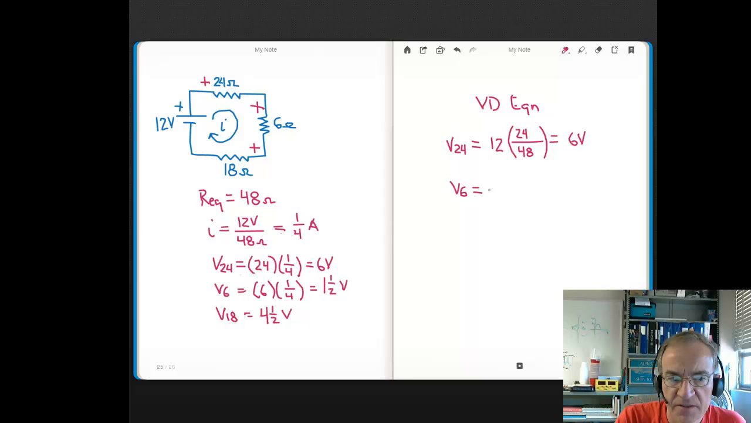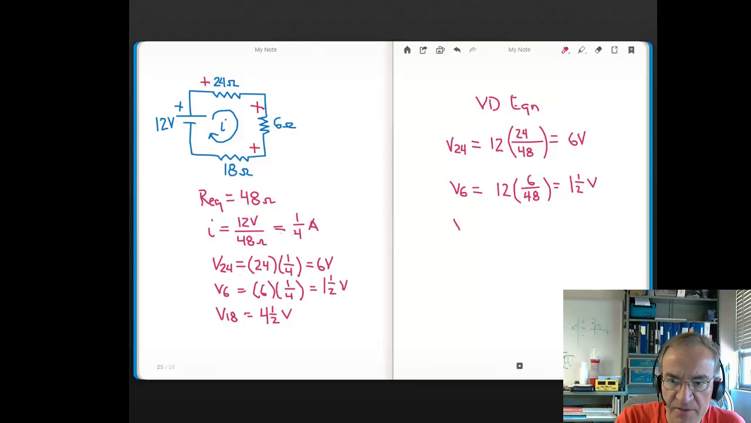And then using voltage divider for the 6 ohm, we would have 12 times 6 over 48. Okay, so 12 over 48, that's a quarter, so 6 times a quarter. One and a half volts, see? So same answer as before.